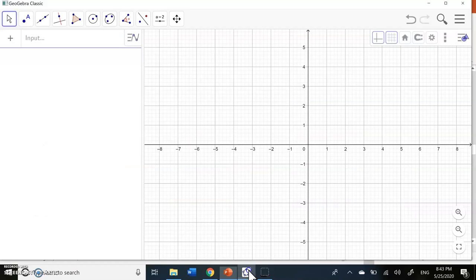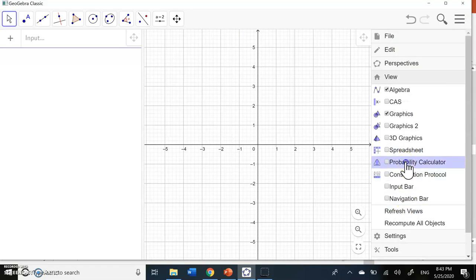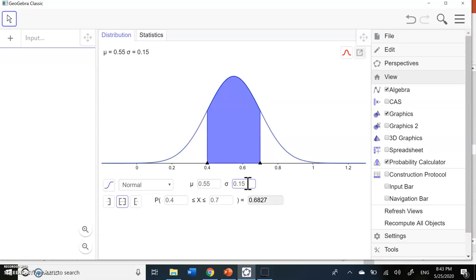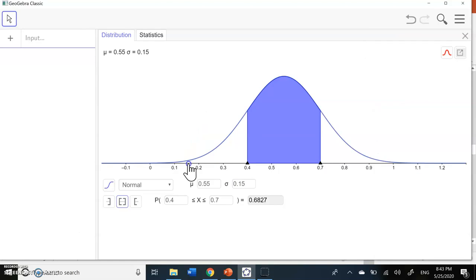If you want to use GeoGebra to do that, you can click on probability calculator, and then put 0.55 as your mean and 0.15 as your standard deviation. Now it's just a matter of checking that 0.25 is actually the number that works for this, and the other one should be 0.85. So I should get close to 95% here. And I do. That's close enough. So 0.95.